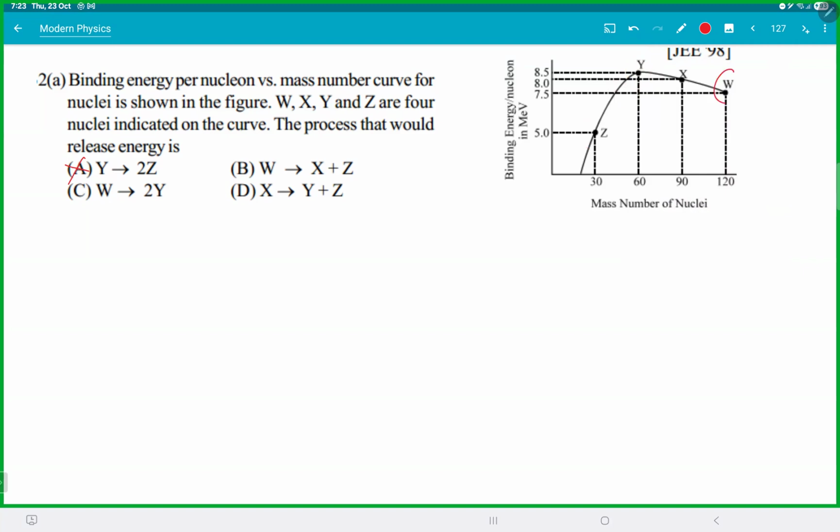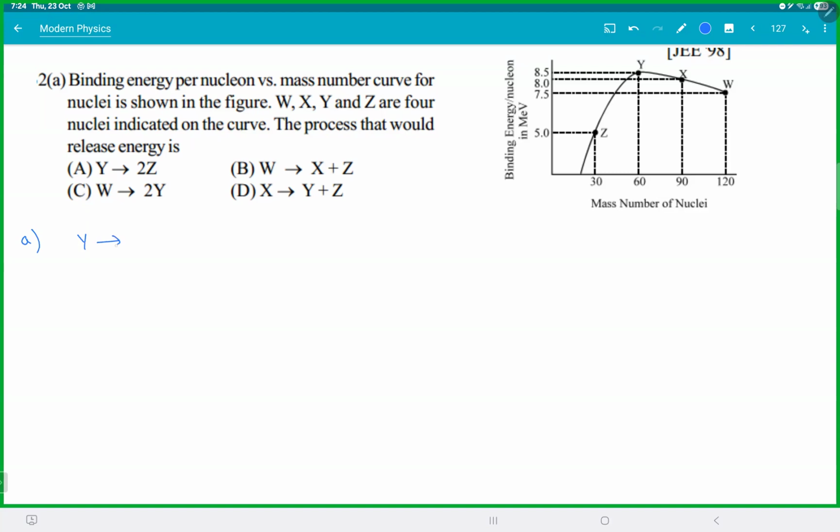Second option, W is becoming X plus Z. I'm not sure. Maybe. C is a very clear answer. W is becoming 2Y. The unstable is becoming 2Y stable. Making sense? So luckily in the exam, if it's a single choice question, you can just mark C and go ahead. Because definitely C will release energy. Remaining, I'm not sure. Okay, but let's calculate and see. I'll show you one, then you calculate for the rest.